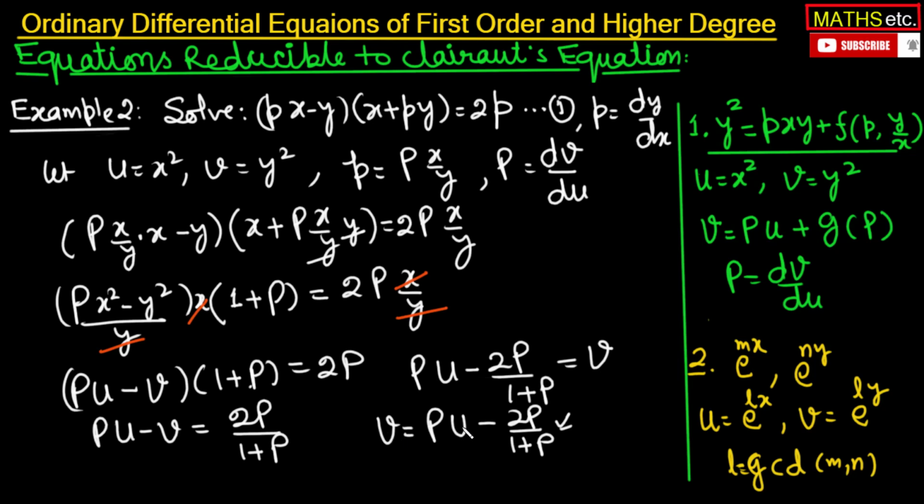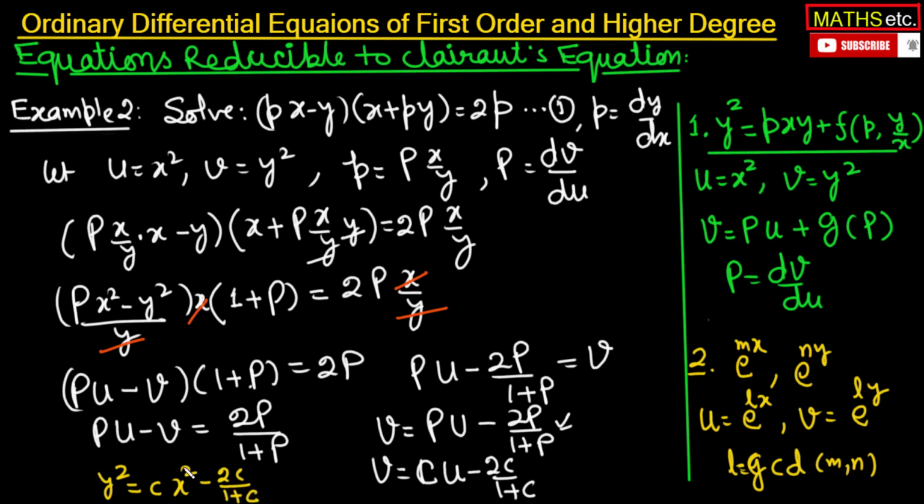The general solution of this differential equation with dependent variable v and independent variable u will be v equals c, p being replaced by the arbitrary constant c, u remains as it is, minus 2c over 1 plus c. Now our original equation was given in x and y variables, so writing back u as x square and v as y square, our final solution is y square equals c times x square minus 2c over 1 plus c.